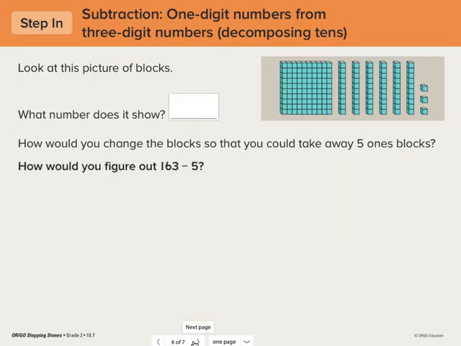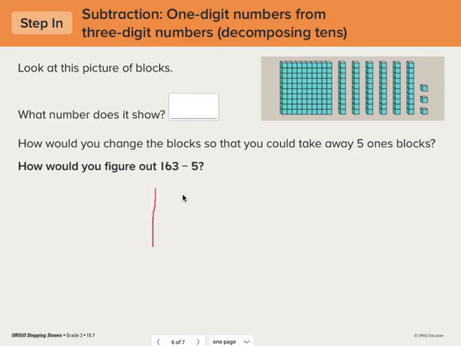How would you figure out 163 take away 5? Now I would like us to try it using the strategy where we write it vertically up and down. Okay, so take a second to do that on your own. Or you can try it on the number line if you want, because there is a number line on that paper, but I would like us to try and solve it writing it the vertical way. So go ahead and take a couple of seconds or a couple of minutes, however long you need. Pause the video if you want some more time to solve 163 take away 5.